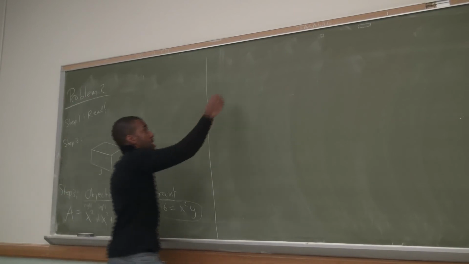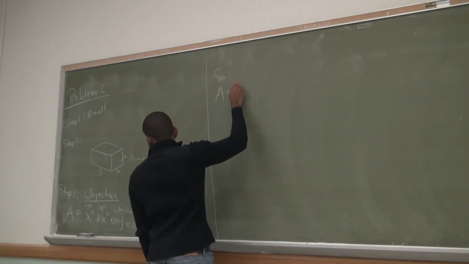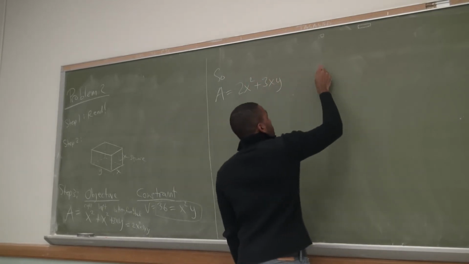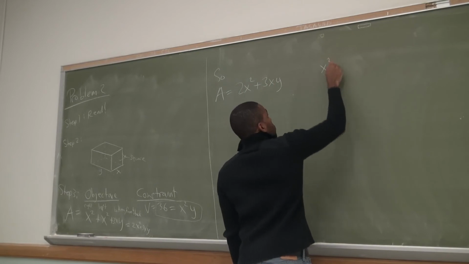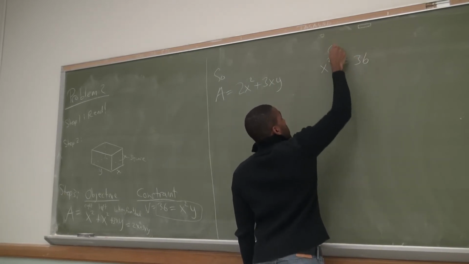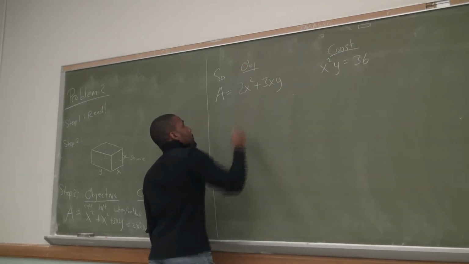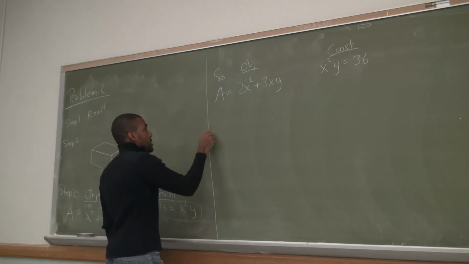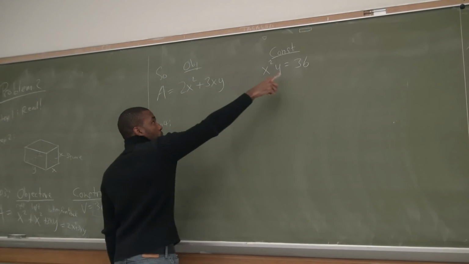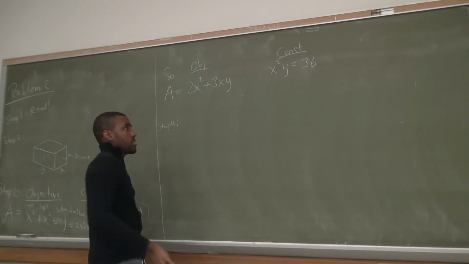Let me rewrite that. So A equals 2x squared plus 3xy. And I know that x squared y is equal to 36. So this is my constraint. This is my objective. What's the next step? Solve for someone here. Who would I solve for? I'd solve for the y because I don't want plus or minus radicals, right?